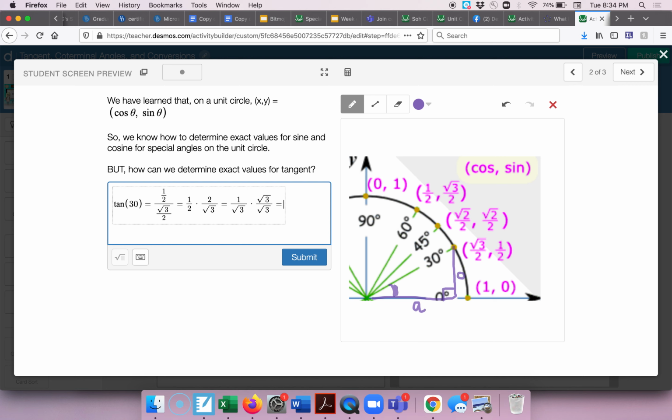And the answer ends up being, let's just multiply straight across, 1 times square root of 3 is square root of 3, and then square root of 3 times square root of 3 is square root of 9, which is 3. So that's our final answer for tangent of 30.